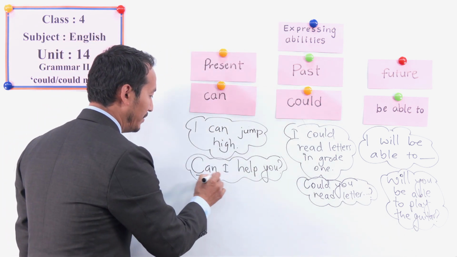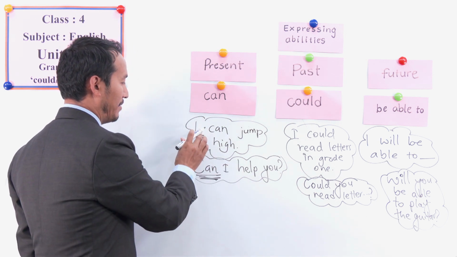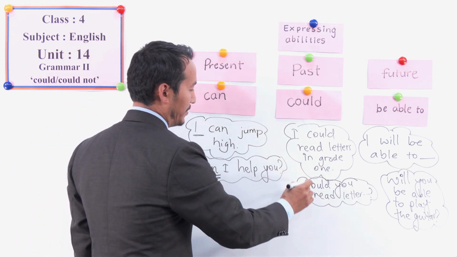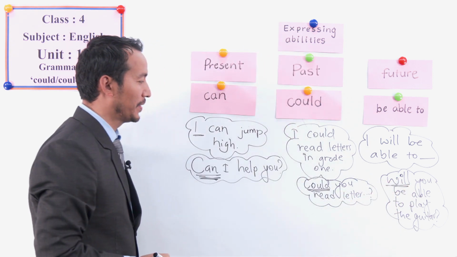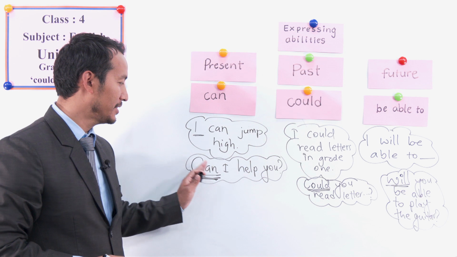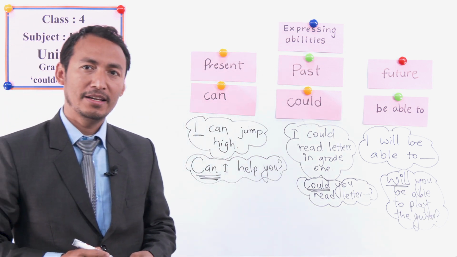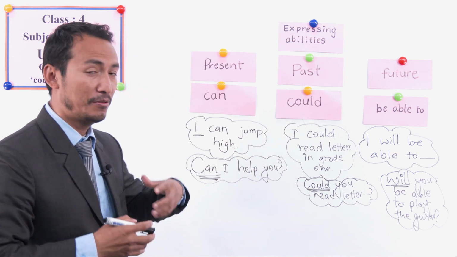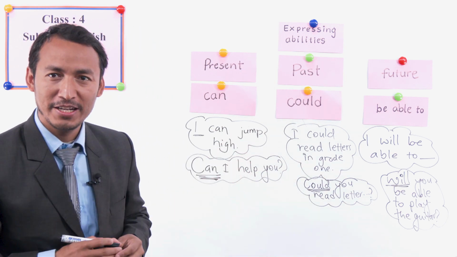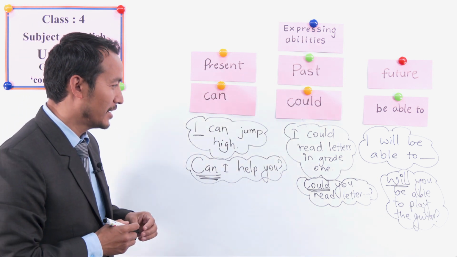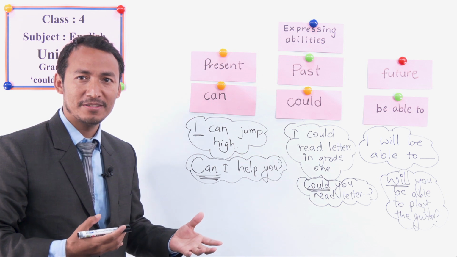So what do we have at the beginning? We have can here. In the statement we have I, and for question we have can. Here we have could, and here we have will, and the subject is just moved after this can or will and could, and you are asking a question and you have a question mark at the end of your sentence.